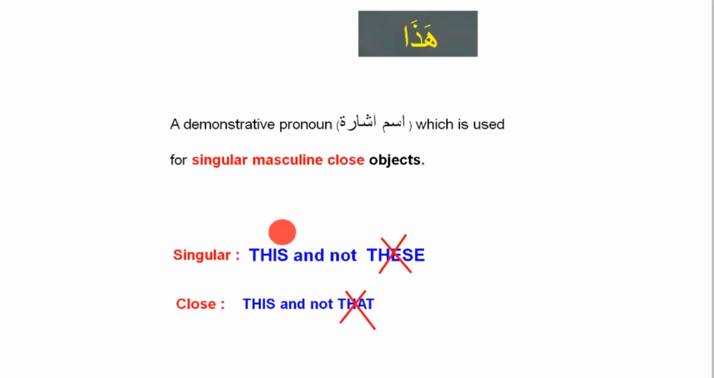So haza is for masculine, and there's another demonstrative pronoun that is called hazihi. Inshallah, it will come in subsequent lessons and then we will learn it. It is used for feminine objects. I hope that is clear. So everything is now clear. The demonstrative pronoun which is used for singular, masculine, close objects is haza. I hope that is clear. Okay.